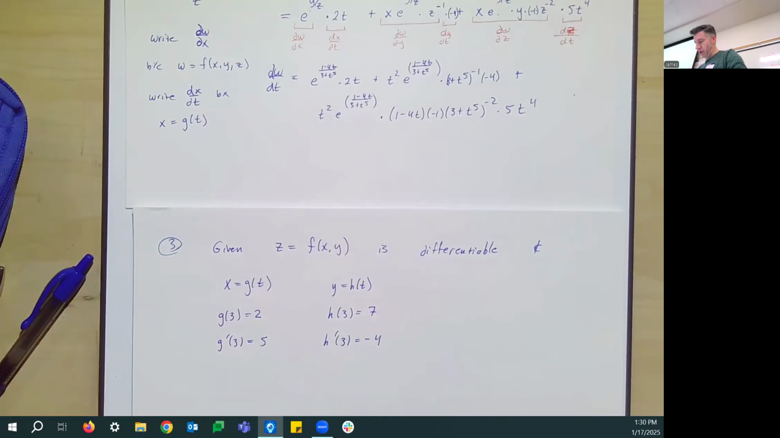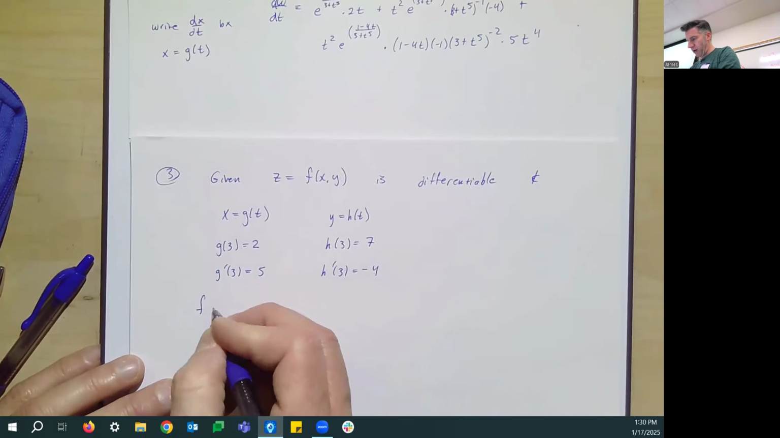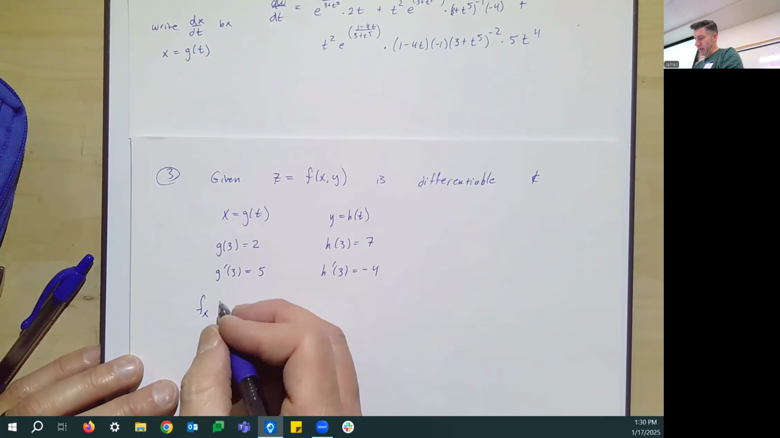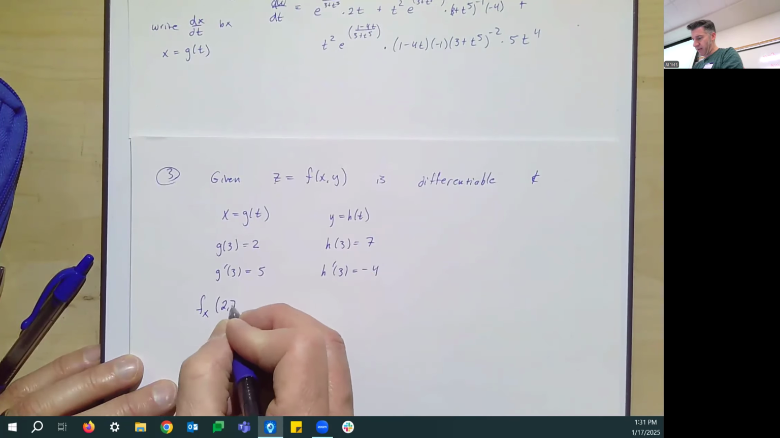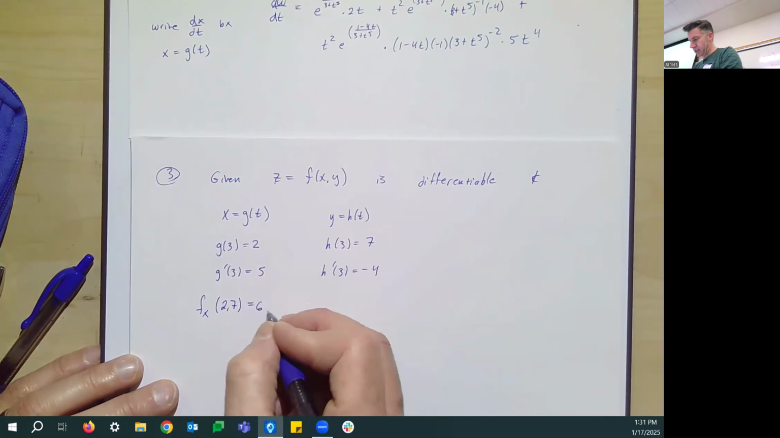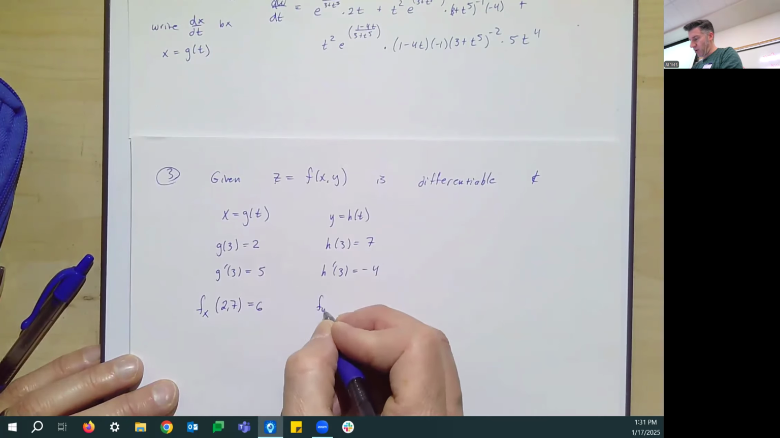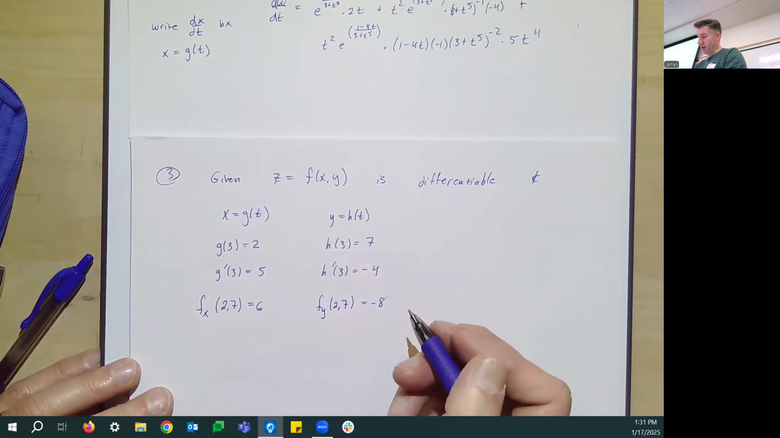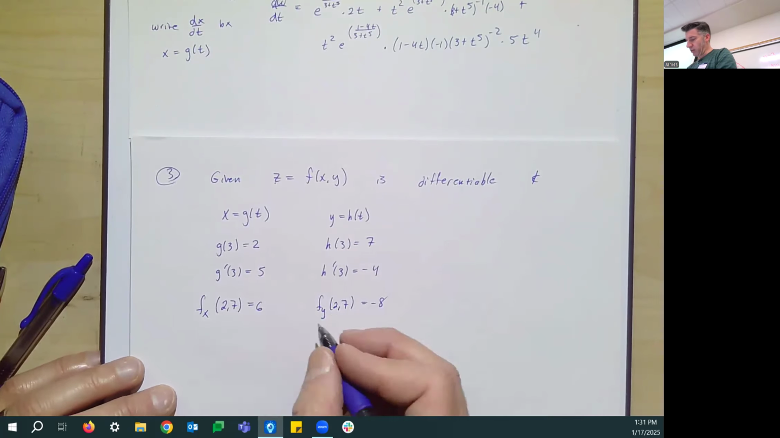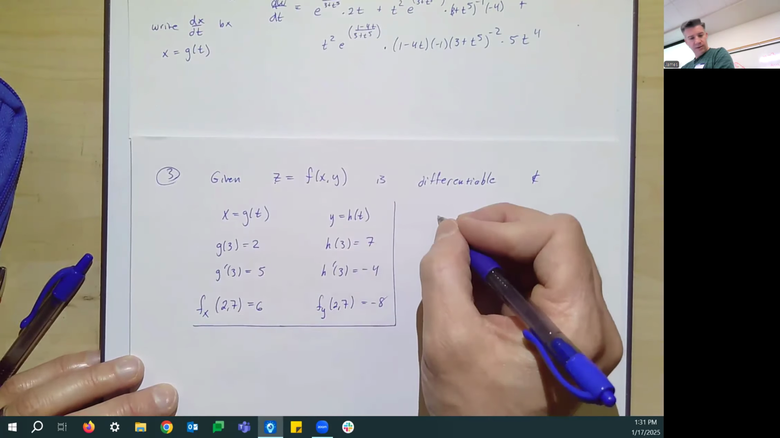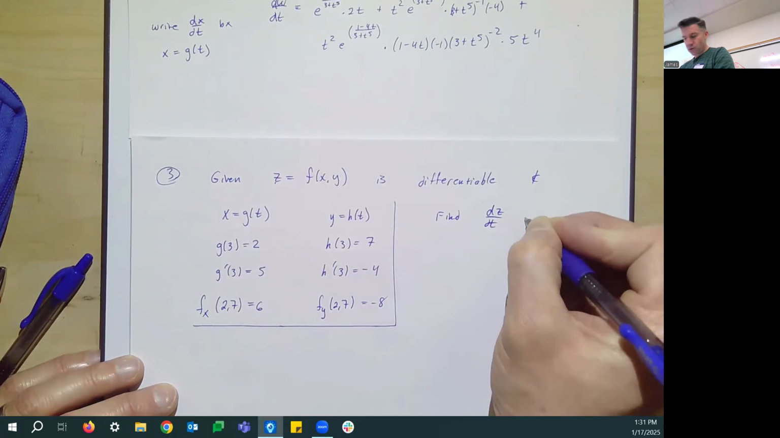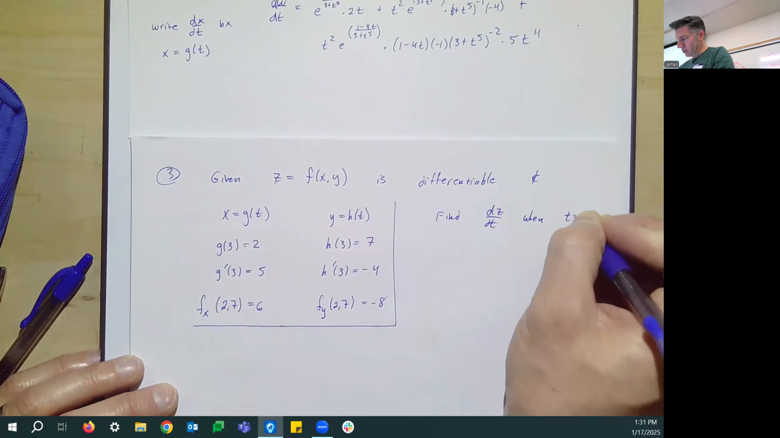And finally, pardon me, the partial derivative of your function z or your function f, whatever you want to call it, with respect to x, evaluated at (2, 7) is equal to 6. And your partial derivative of f with respect to y, evaluated at (2, 7) is equal to -8. Given all this information, we're then going to be asked to find the following. Find dz dt when t is equal to 3.